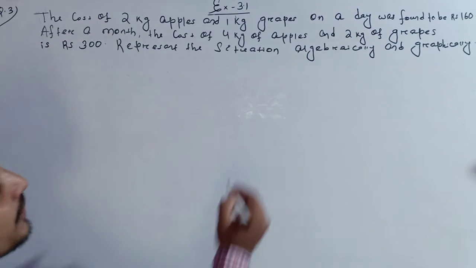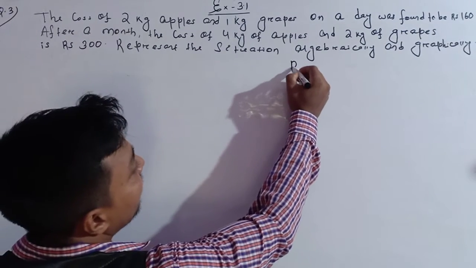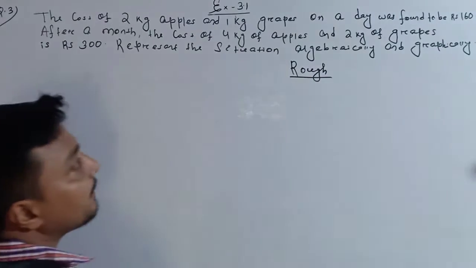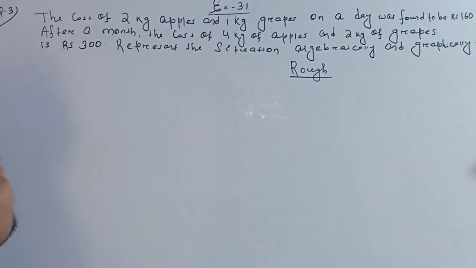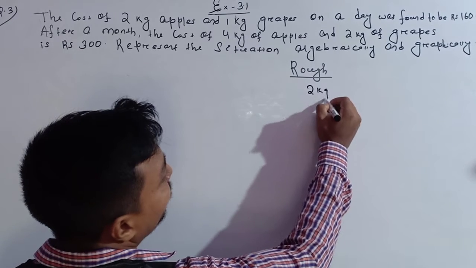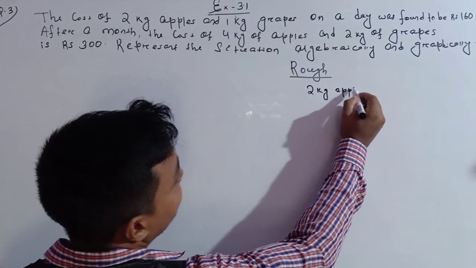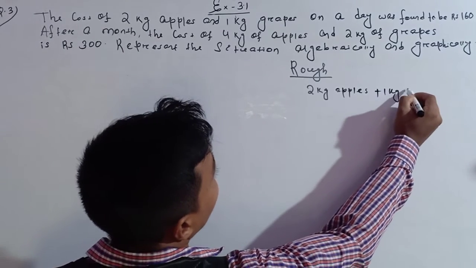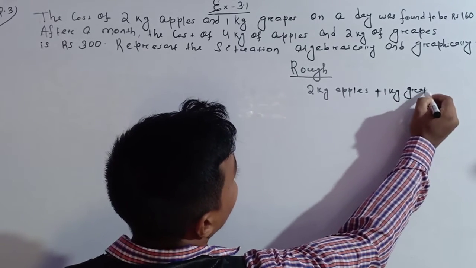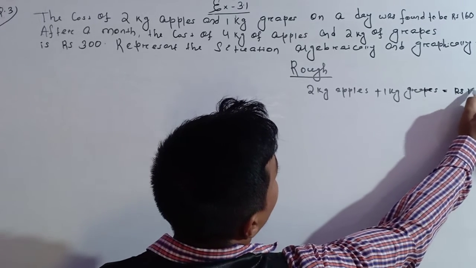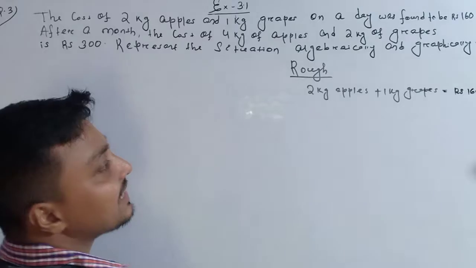Here is the rough work we have to do. Everyone, you just have to see. First I want to show you the rough work so that you can get a better knowledge. In the first line it is given that the cost of 2 kg of apples plus 1 kg of grapes is equal to rupees 160.